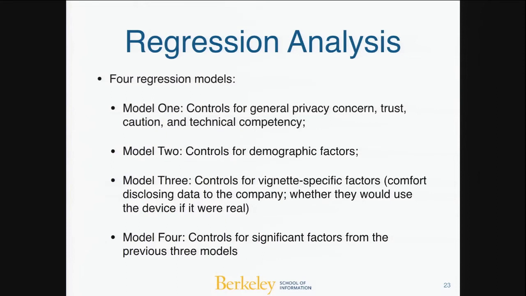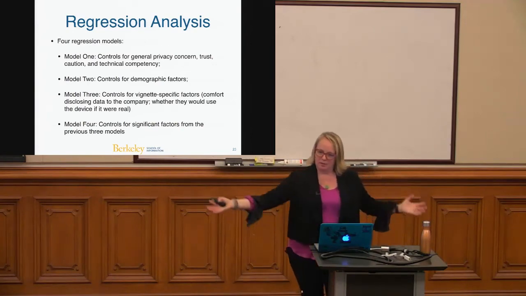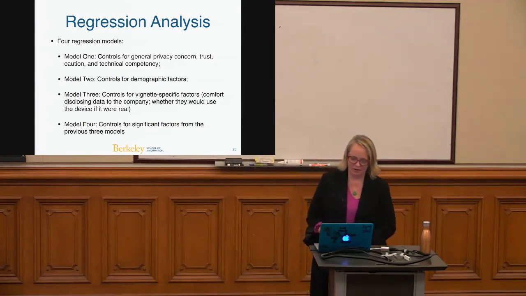So I had 4 models. Model 1 controlled for general privacy concerns, trust, caution, and technical competency, as I discussed earlier. Model 2 just controlled for demographic factors. Model 3 controlled for the vignette-specific factors that I mentioned, whether you're comfortable disclosing to the company, whether you'd use that device if it were real. And then model 4, I basically went through and looked at the significant factors from the previous 3 models and ran a model with those. I didn't do a kitchen sink model where I put everything together in one, just because for the most part, I don't have any theoretical justification around demographics and privacy, for example.